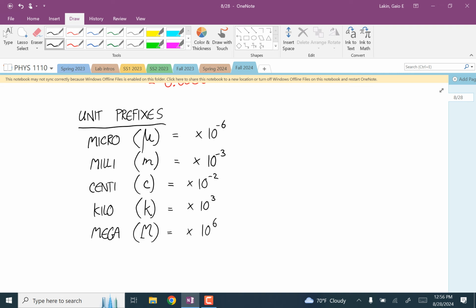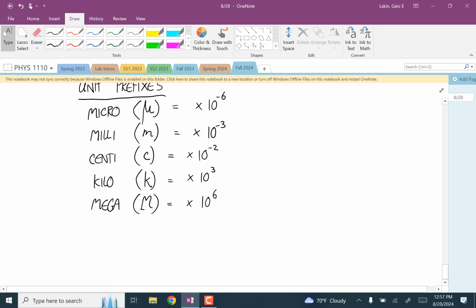We want to be able to do two things with these prefixes. We want to go from something using one of these prefixes to using no prefix, and then go from something using no prefix to something using a prefix. Then you can go from one prefix to a different prefix, you just have to take the intermediate step of going to no prefix in the middle, if you know what I mean. So we just need these two steps. One of them is immediate, and one of them takes one step of math.